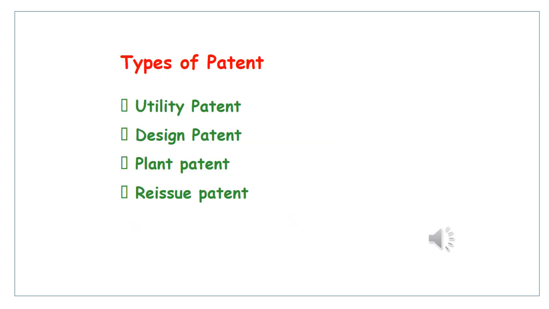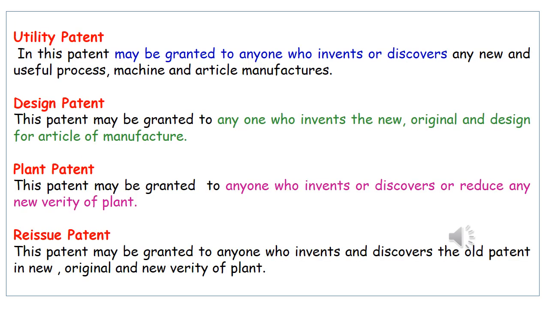Next, what are the types of patent? The patents are majorly classified as utility patent, design patent, plant patent, and reissue patent. The first one, utility patent. This patent may be granted to anyone who invents or discovers any new and useful process, machine, and article of manufacture.